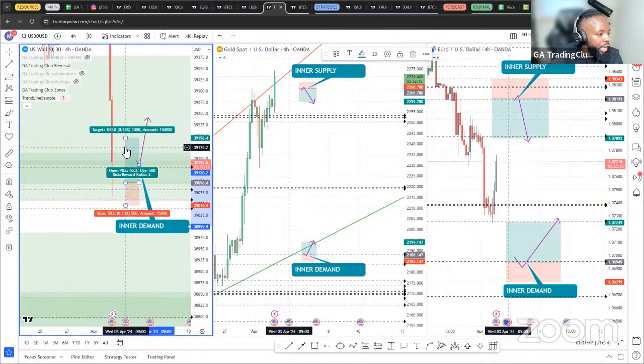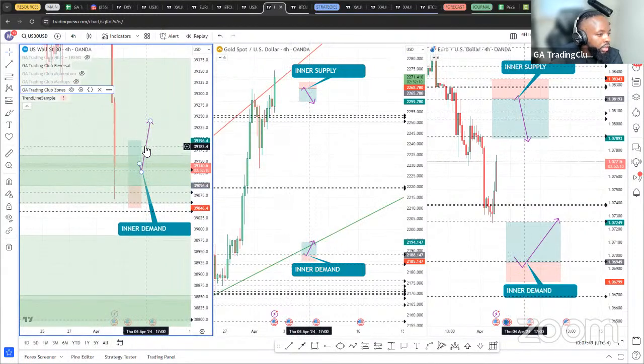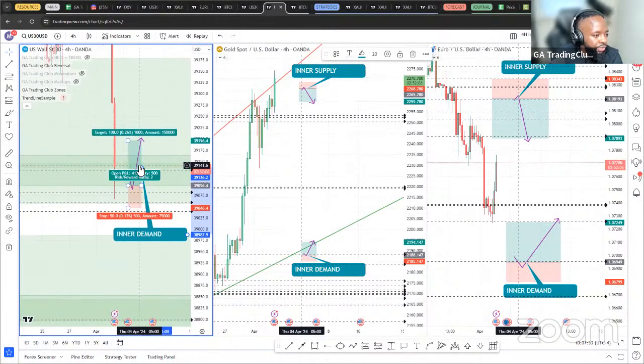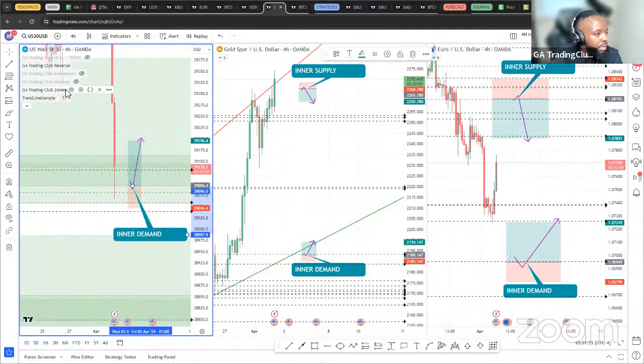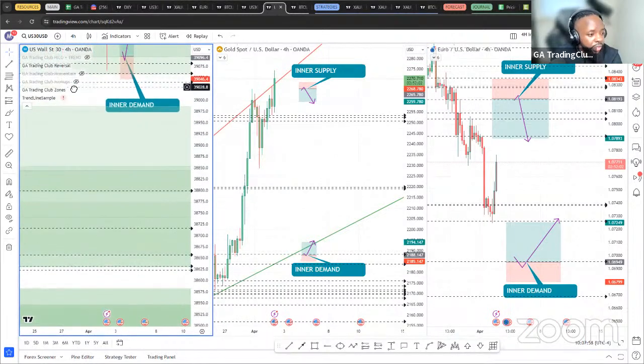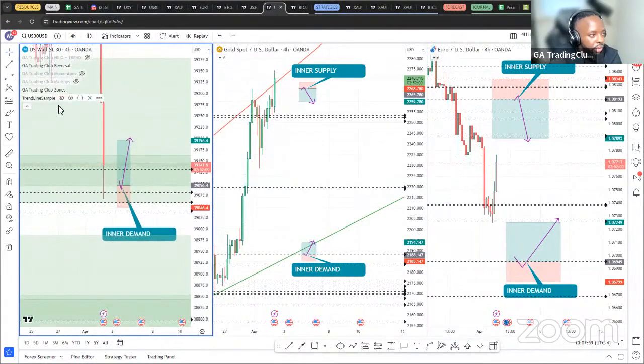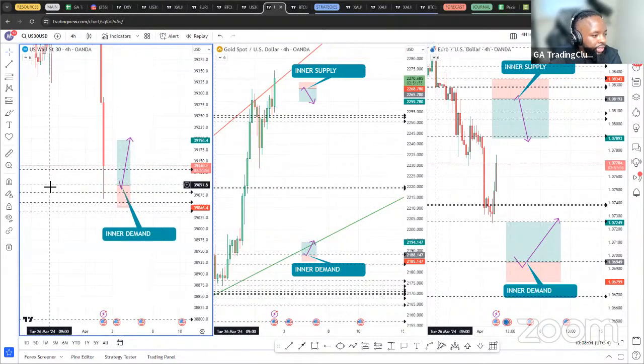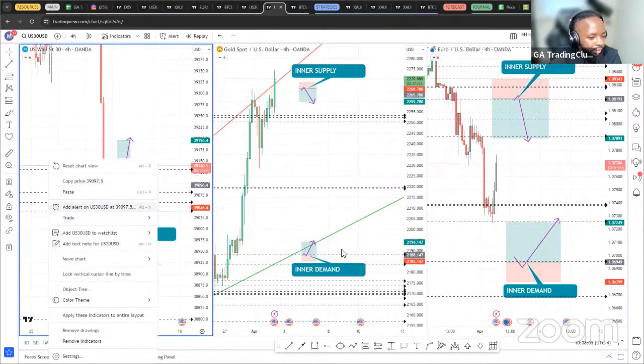The 4 hour now would be at 39,096. So the 1 hour 39,057 is the better play, because if US 30 breaks that, then we're going under 39,000. So I'll just send screenshots of this and you guys can monitor those areas.